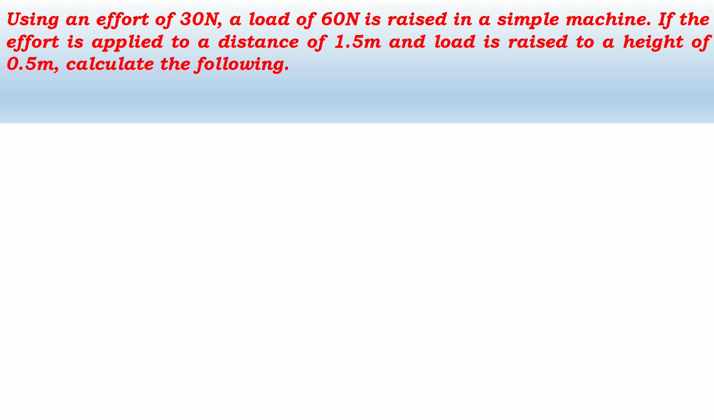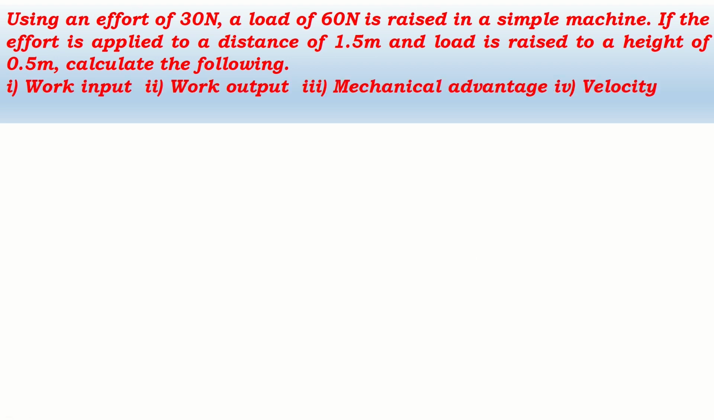These are the information. If the effort is applied to a distance of 1.5 meter and the load is raised to a height of 0.5 meter, calculate the following. Here some information is given and the question is not complete. We have to calculate work input, work output, mechanical advantage, velocity ratio and efficiency.